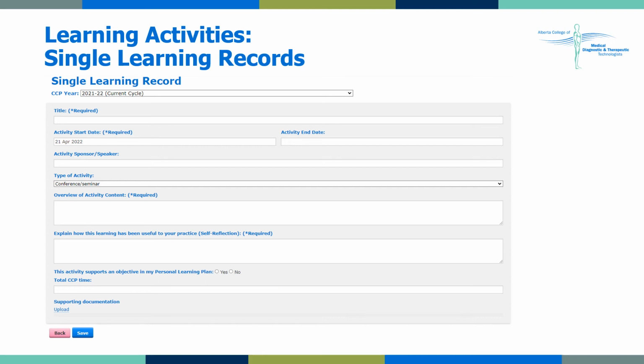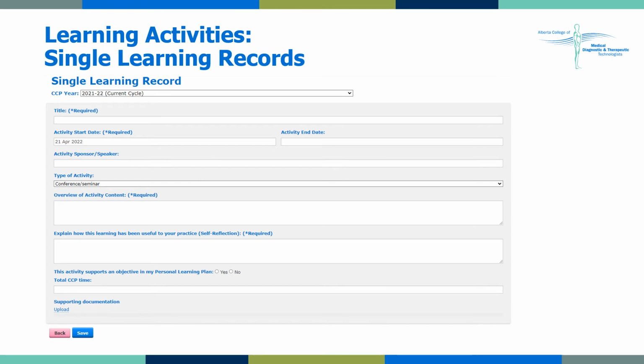Finally, answer whether the activity supports an objective in your learning plan and enter the total CCP time in hours. Enter any time less than an hour in a decimal. For example, 15 minutes would be entered as 0.25.